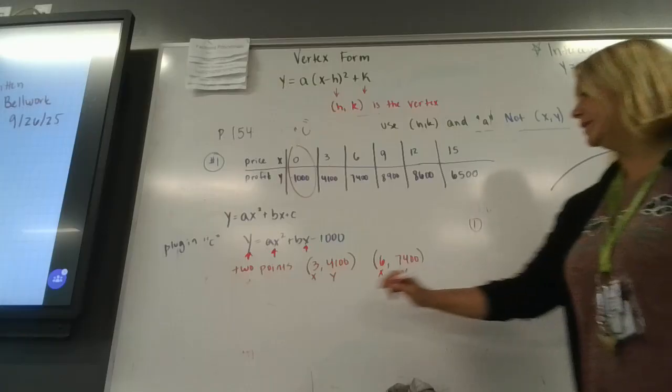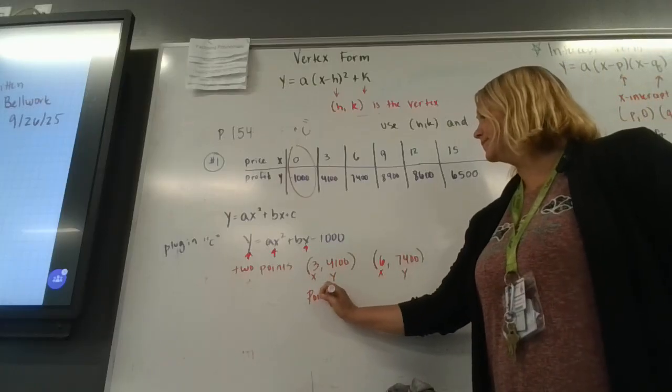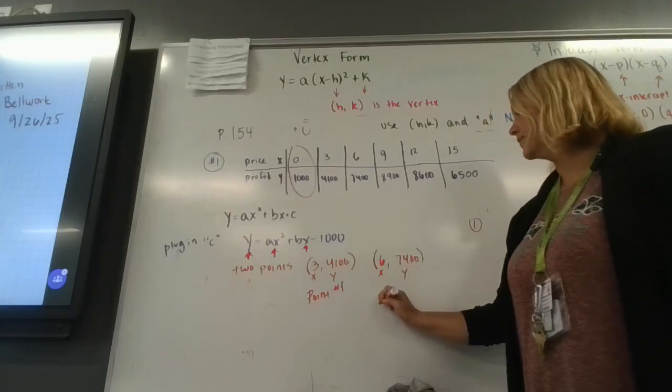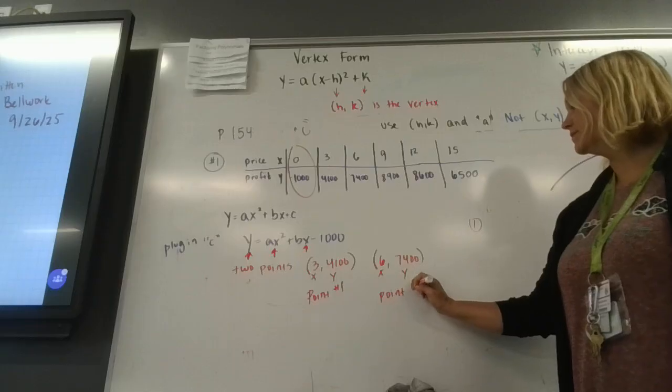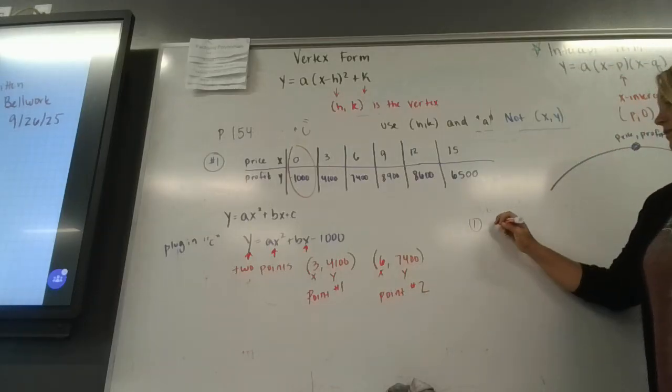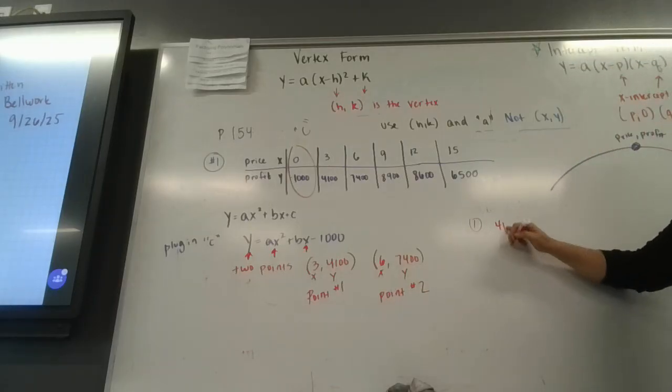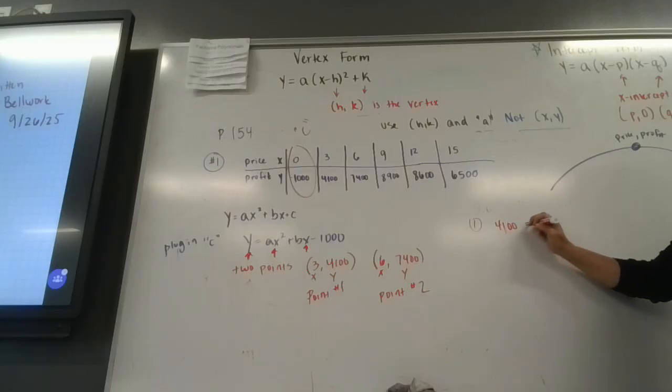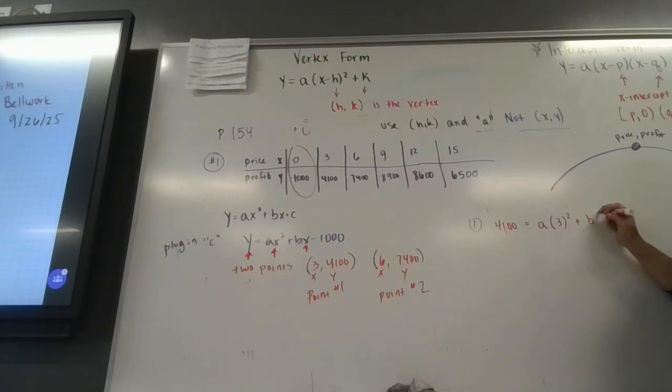So point 1 and point 2. It would be 4100 equals a times 3 squared plus b times 3 minus 1000.